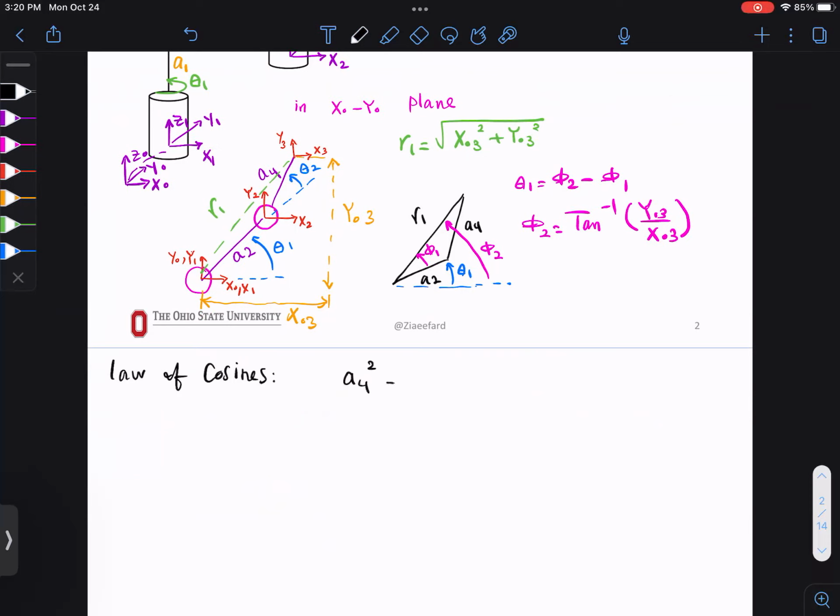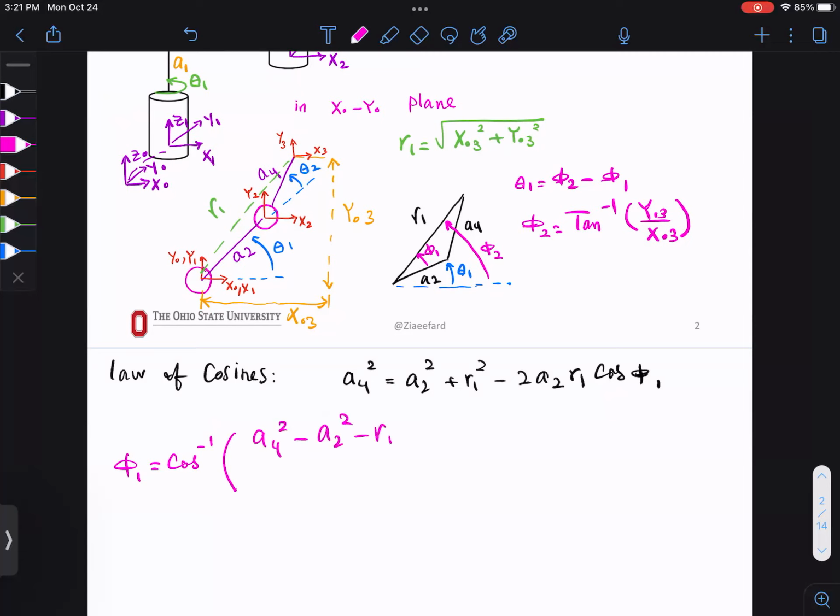For this example, A4 squared is A2 squared plus R1 squared minus 2 A2 R1 cosine of phi1, right? I have everything else. I can just write cosine inverse of that relationship. Then I have what phi1 is. So phi1 is cosine inverse of (A4 squared minus A2 squared minus R1 squared) divided by 2 A2 R1. And we have all of those, so we know what phi1 is.